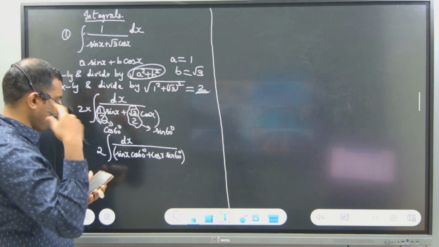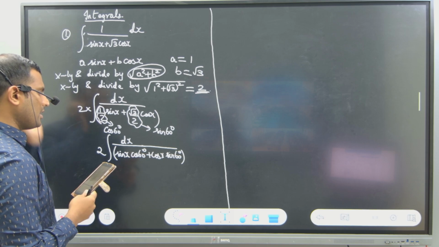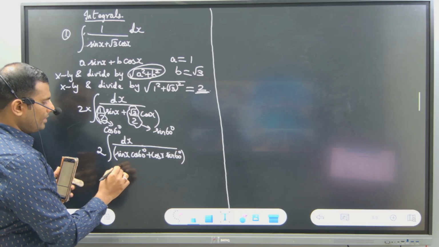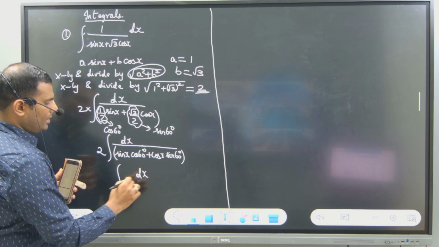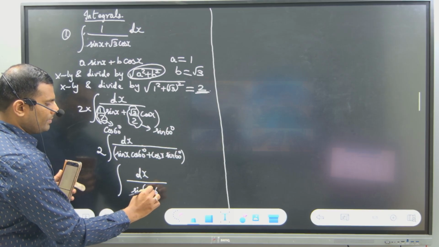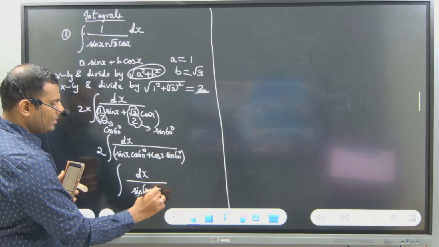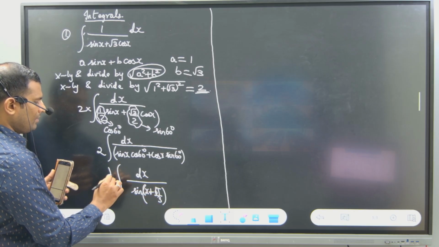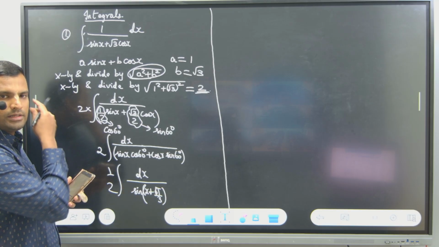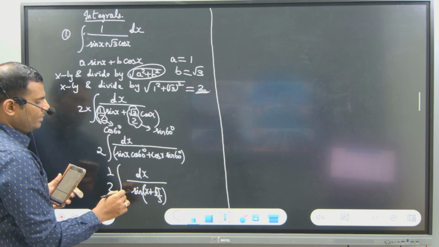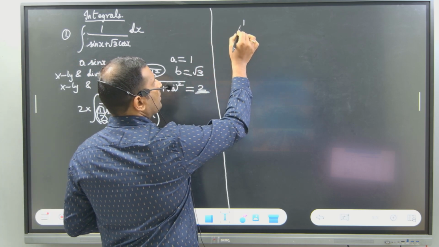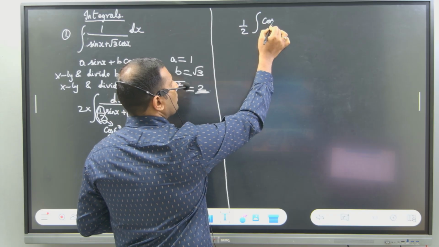Okay, so this is like sin a cos b plus cos a sin b. What is sin a cos b plus cos a sin b? It is sin of a plus b. 60 degree means pi by 3 basically. Now what is 1 by sin theta? What is 1 by sin? Cosecant, right? So you will have integral cosecant theta.